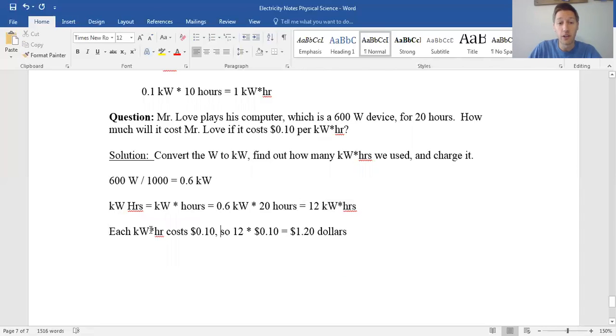If each kilowatt hour costs me 10 cents, and I'm using 12 of them, we're going to just take 12 times 10 cents. That's going to be $1.20. That's reasonably cheap entertainment.